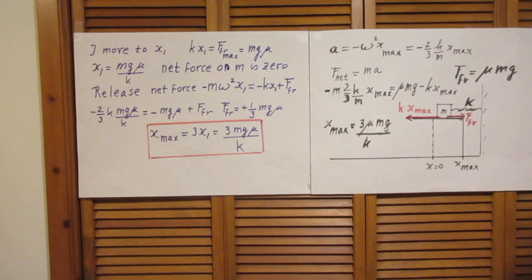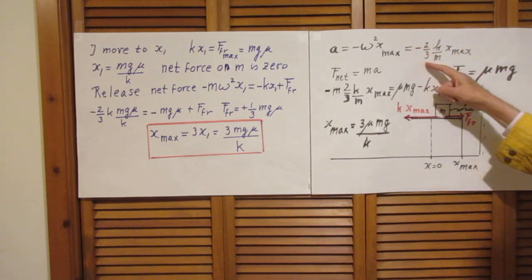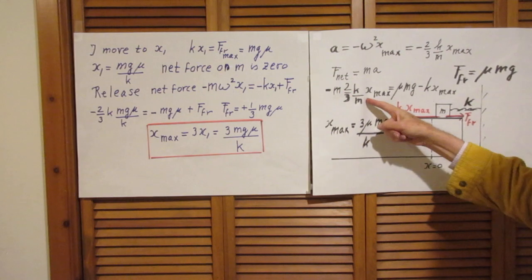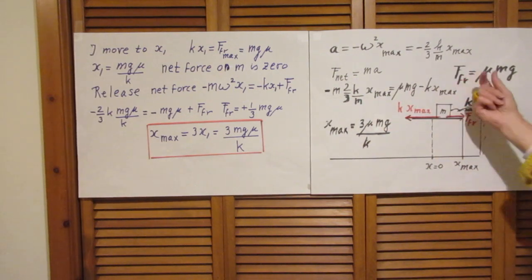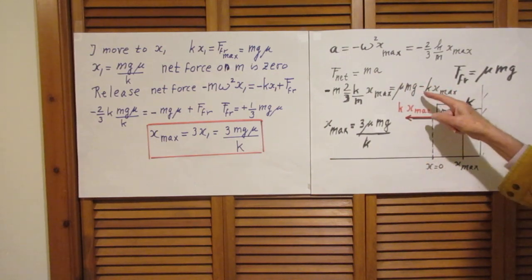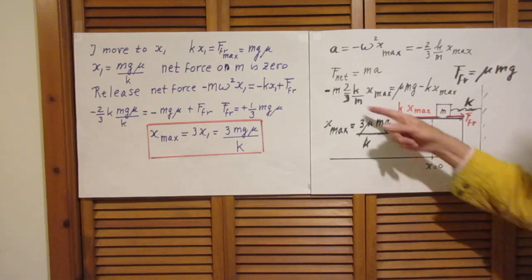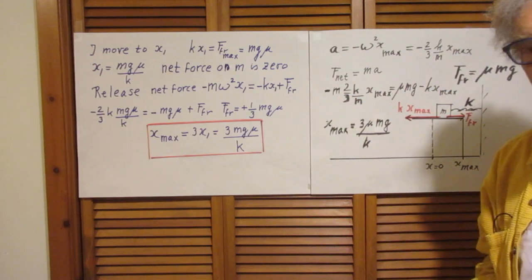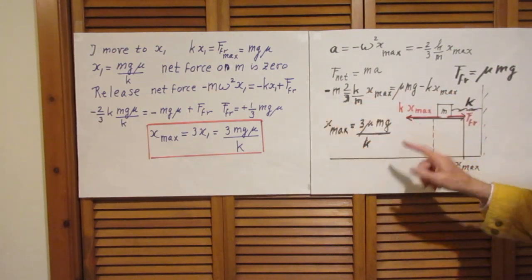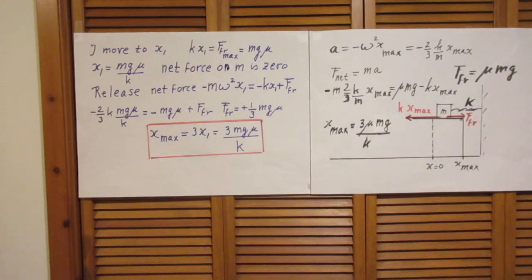Well, we calculated omega squared, that was 2/3 times k over m, and so we now get the equation that ma, m times a, it is in this direction, so it has a minus sign, equals the frictional force, which is in this direction, which is mu mg, and then there is this spring force in this direction, which is minus kx max. And so, we never talked about x1. We immediately let the large block oscillate on its own and have an amplitude of x max. And this equation immediately leads you to the result x max is 3 mu g divided by k.